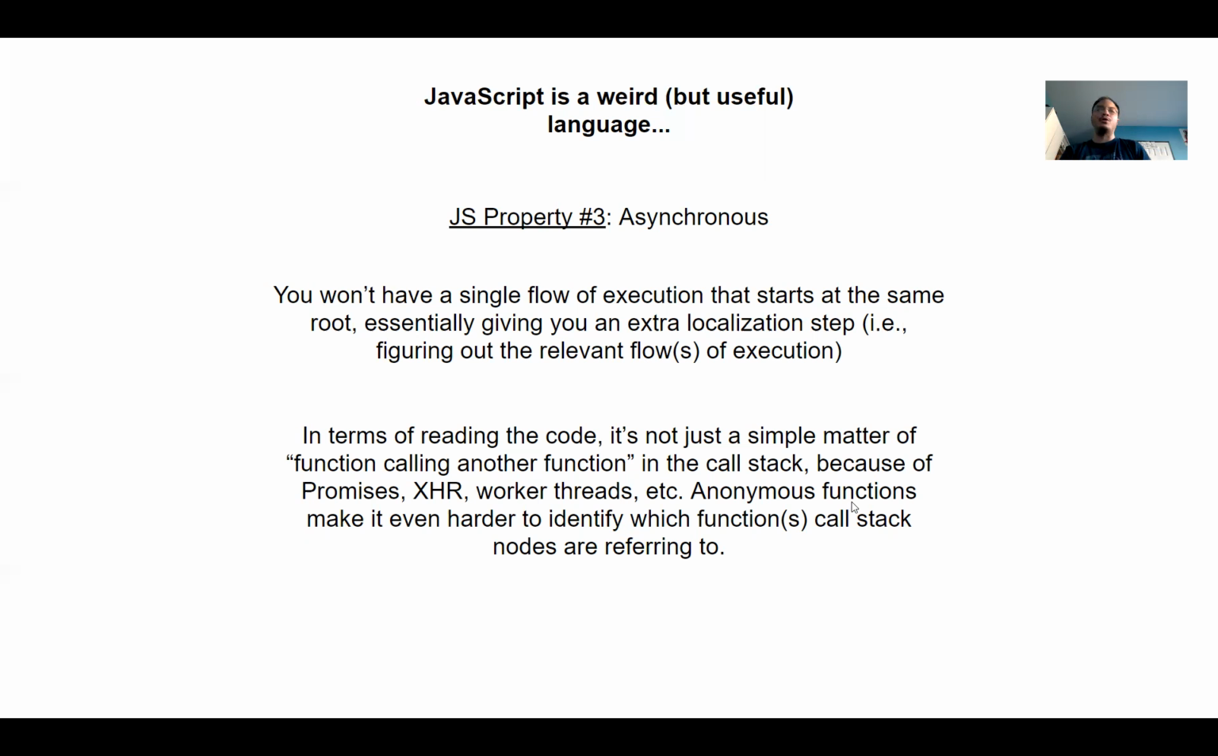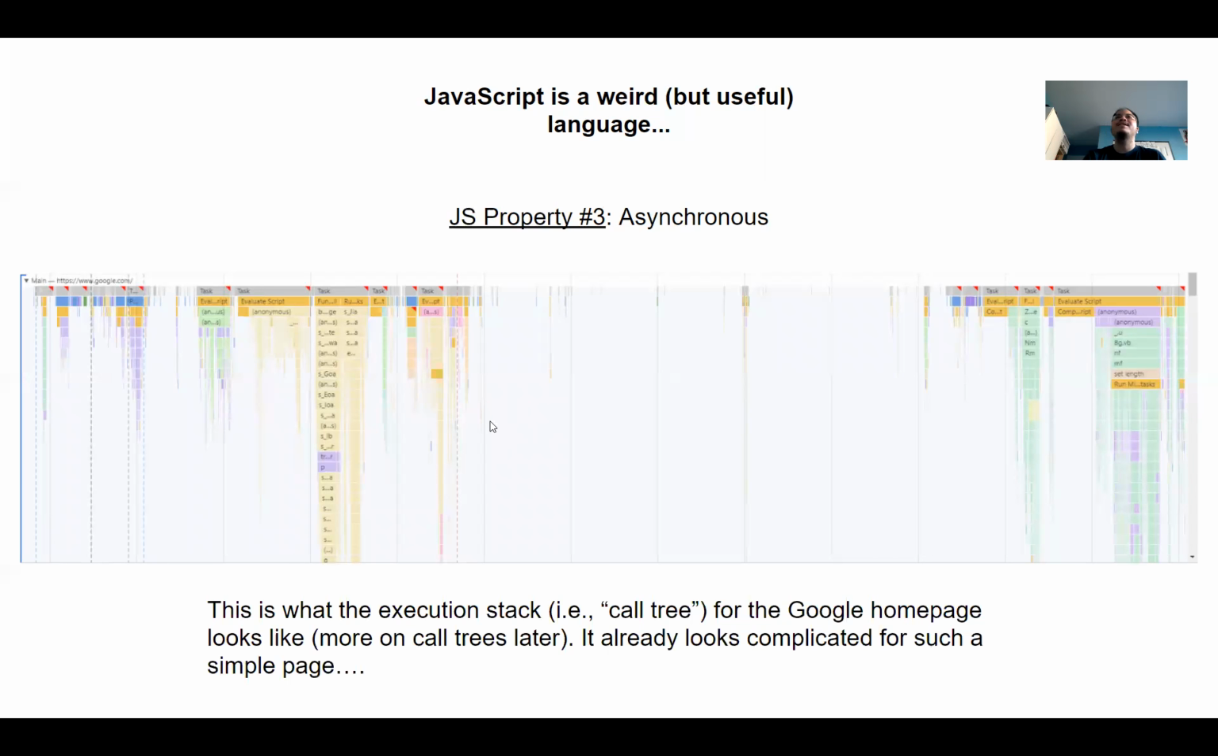Right? And I guess just to give you a practical flavor of this, this is the execution stack, or the call tree, that is generated for Google's homepage. You guys know how simple Google's homepage is. You basically just have an image on the top that has the Google logo, and then you have a couple of input elements at the bottom. Very, very simple, but it has this very, very complicated call tree or execution stack.